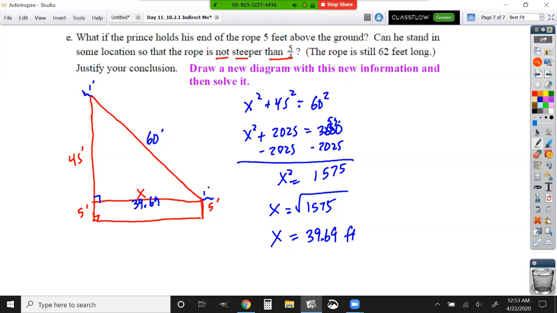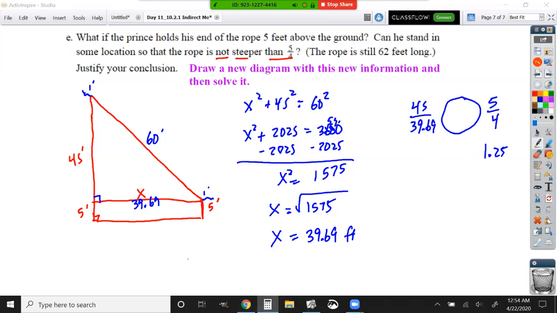The question is the ratio 45 over 39.69, can he stand at some location so that the rope is not steeper than 5/4? Is this less than 5/4? If that's less than 5/4, we have a winner. So I say we turn these both into decimals and look at them. 1.25, that one's easy, 1 1/4.